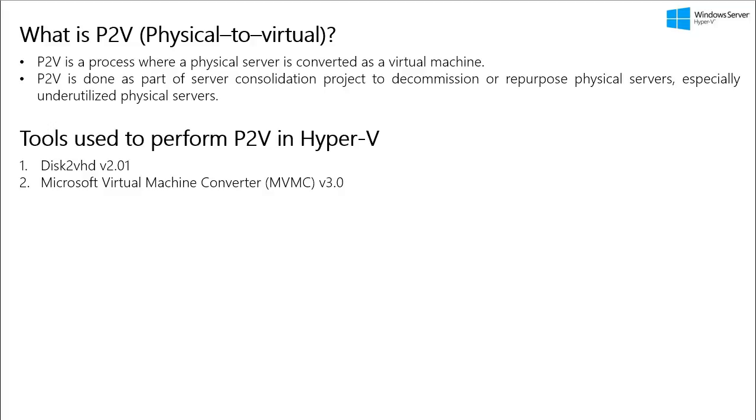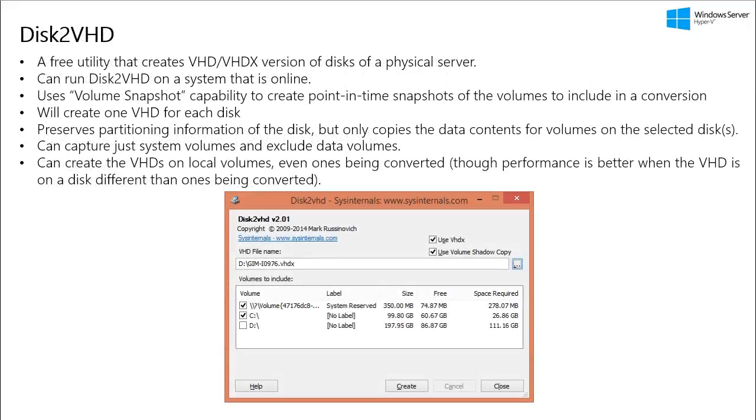P2V process. So we have two utilities which are offered by Microsoft. The first one is Disk2VHD version 2.01 and the second one is Microsoft Virtual Machine Converter, MVMC, version 3.0. Again, in this video we are going to talk about Disk2VHD only. So we now know that Disk2VHD is used for P2V migration. Let's see how exactly it does the conversion.